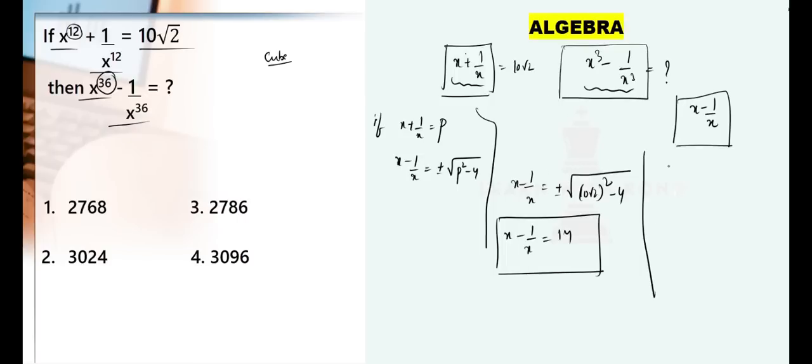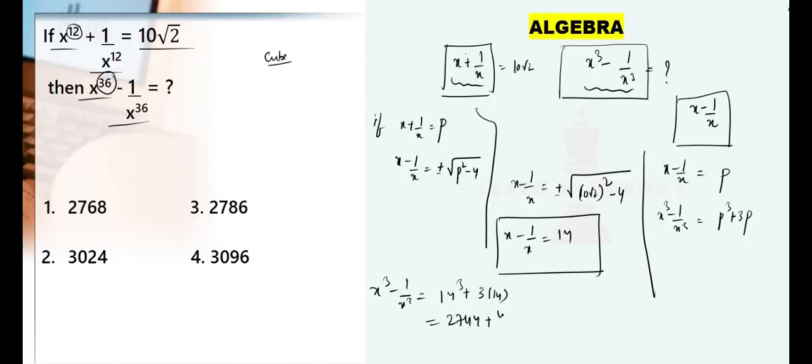So, we also have one more formula. If x minus 1 by x is p, x cube minus 1 by x cube is how much? p cube plus 3p only, right? So, here x cube minus 1 by x cube equals 14 cube plus 3 times 14. 14 cube how much? 2744, right? So, 3 times 14 is 42. So, our answer is 2786, option number 3.